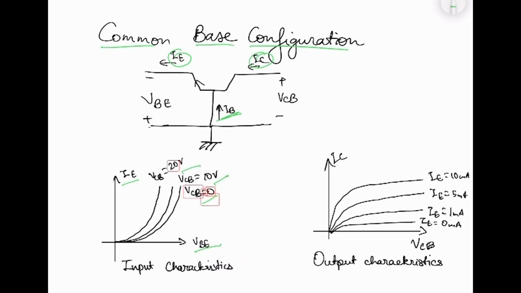Moving on to the output characteristics, there's a plot between IC and VCB, your collector base voltage. With constant value of IE, we get constant graphs. This region, when IE is 0, the region below that is known as the cutoff region. This region is known as the active region, and this region is known as the saturation region.